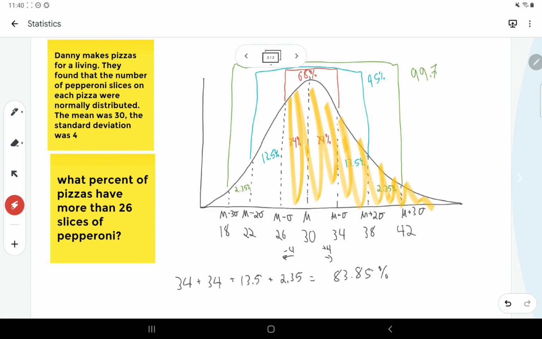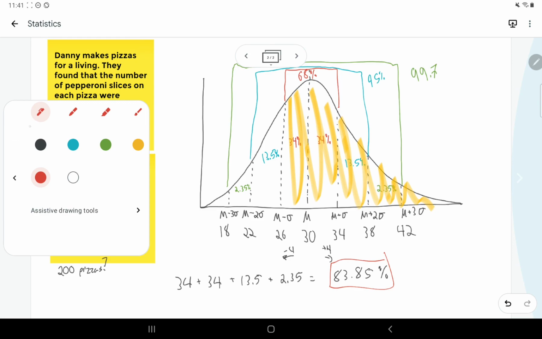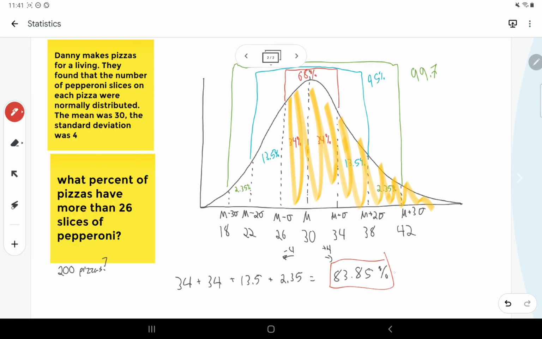What if the question was a little bit different? So let's say the question was instead, how many have more than 26 slices of pepperoni, assuming that we sold 200 pizzas? Okay, so how many? So all we do is you take your percent that we've already found right there, and we convert that. I'll just put in red. This is kind of our bonus question. We convert that into a decimal. In this case, that's 0.8385. Remember, that's just divide by 100.